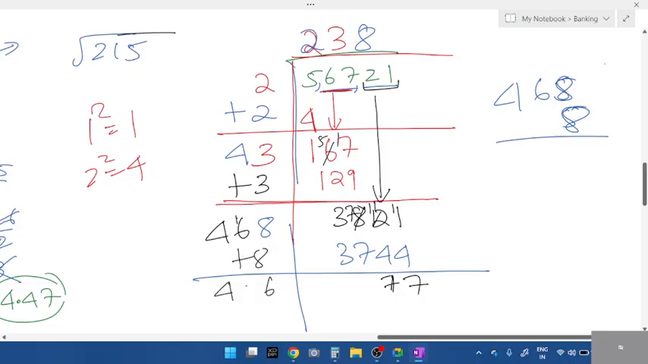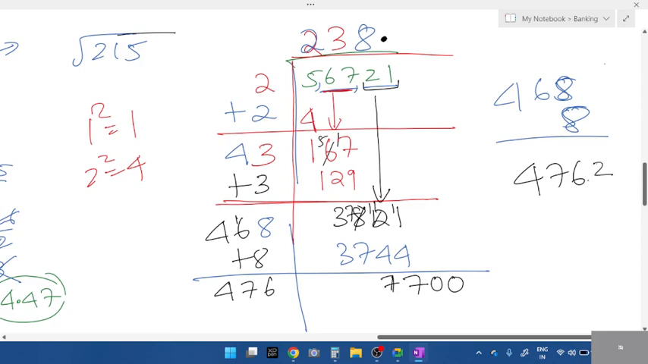476. Okay. You think 476 is less, right? So what should I do? Keep a point and add how many zeros? 2 zeros. So 476, I should put 2.